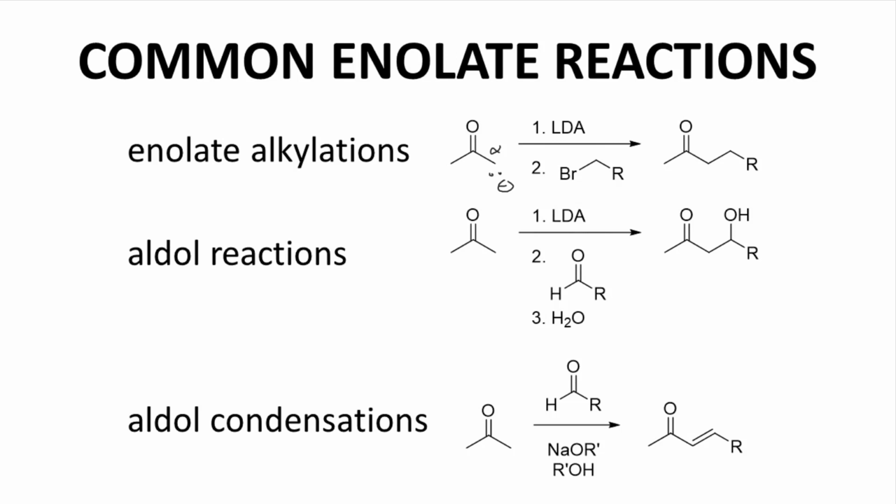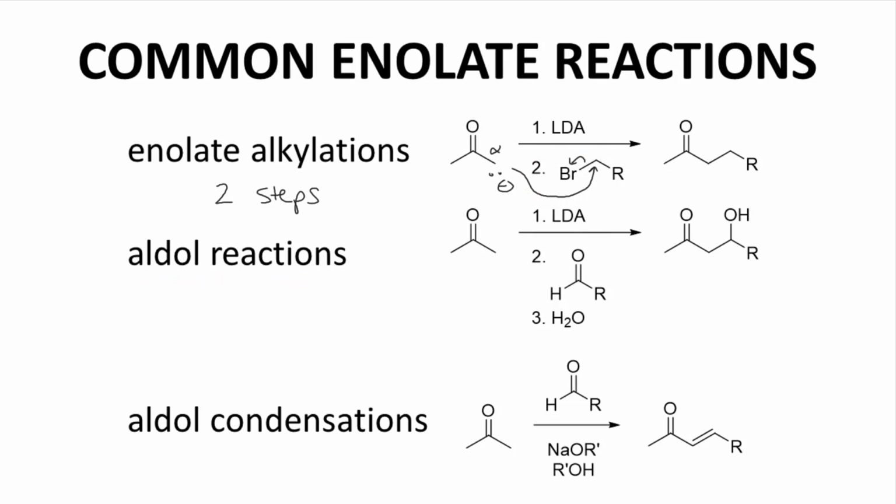In the second step, after the enolate has been formed, you add the alkyl halide to form the alkylated ketone as the product. This is normally a two-step process: deprotonate and then alkylate. So, 2 steps. The second type of reaction is the aldol reaction.